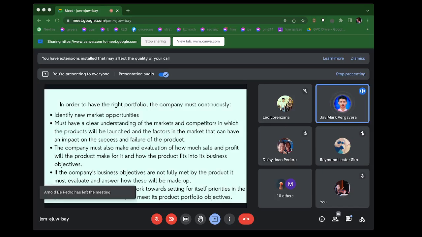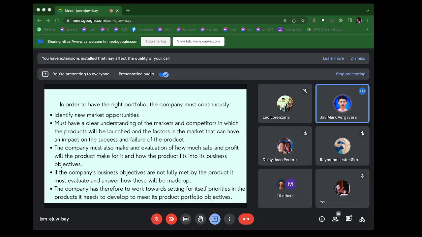The strategic objective of the product portfolio is to enhance the value creation for the company. And in order to have the right portfolio, the company must continuously follow these. First is identifying new market opportunities. Second is to have a clear understanding of the markets and competitors in which the products will be launched and the factors in the market that can have an impact on the success and failure of the product.